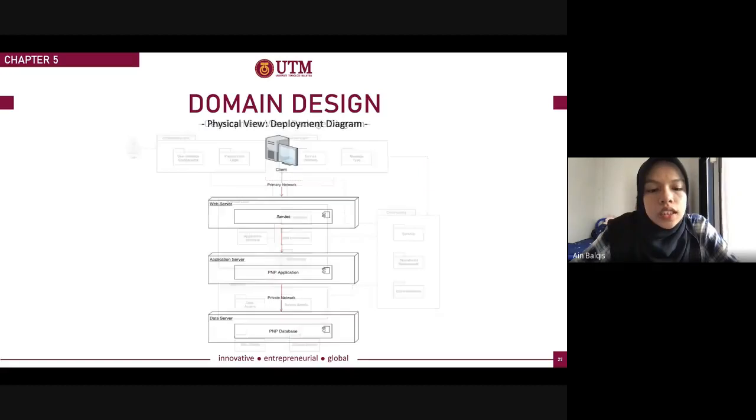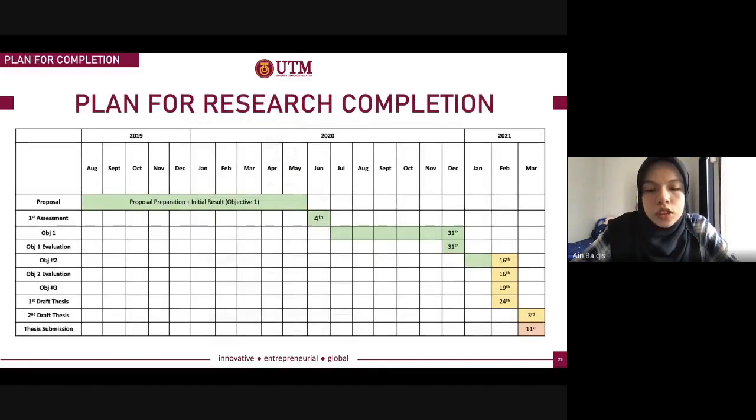And last but not least is my plan for thesis submission. Currently I'm still in the middle of completing my objective 2, which is to design the variability of the core assets.